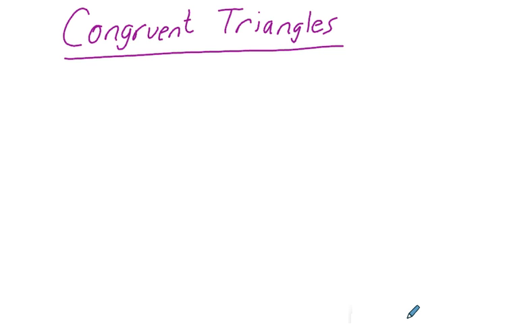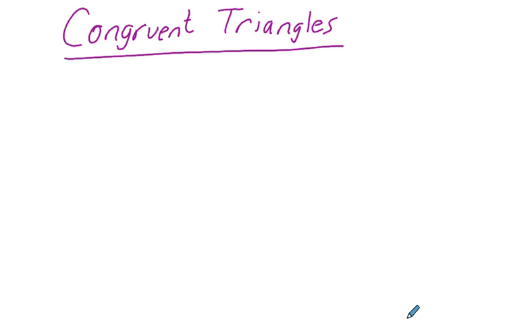Hi everyone. Today's lesson is on congruent triangles. So we're going to talk about what it means for two triangles to be congruent, and then look at some examples of what that would look like. So first of all, congruent triangles.